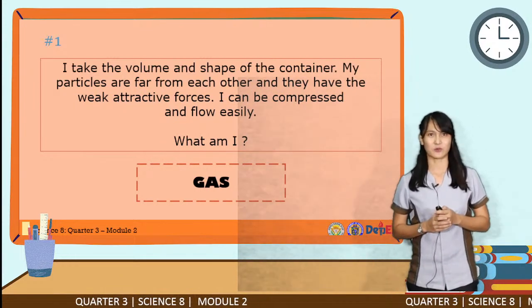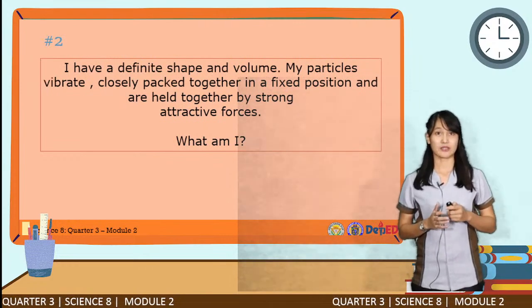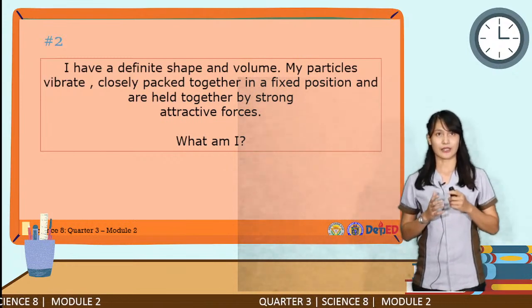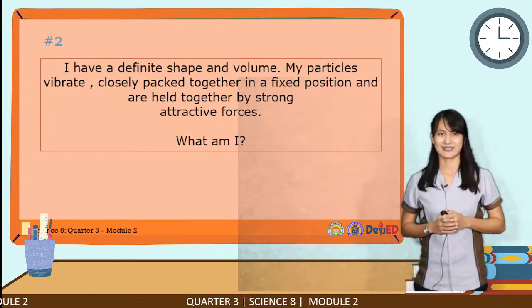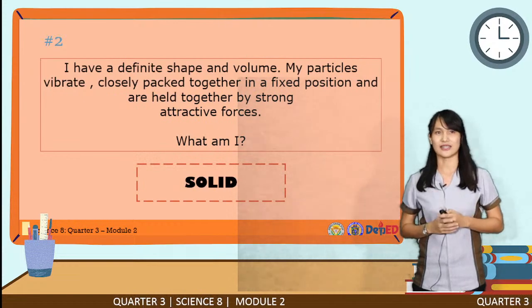Okay, second one. I have a definite shape and volume. My particles vibrate, closely packed together in a fixed position and are held together by strong attractive forces. What am I? And the answer is solid.